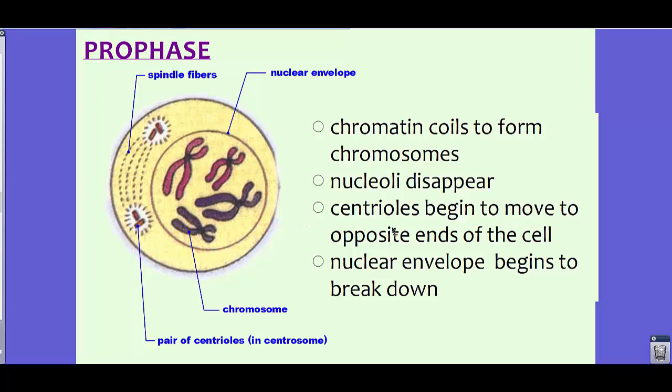The centrioles will begin to move to opposite ends. And the centrioles are, if you think about it, they kind of act like sticky tack. They're important for the cell division process. So just know that these are going to go to opposite ends. And the nuclear envelope begins to break down, so that basically the membrane of the nucleus is going to break down, so the nucleus goes away for a little while.